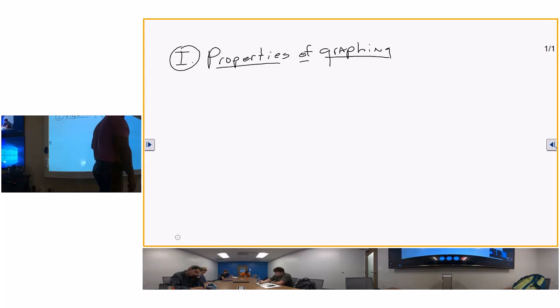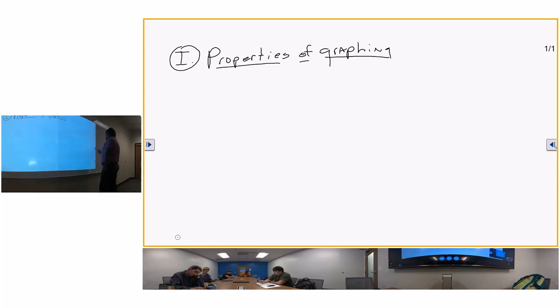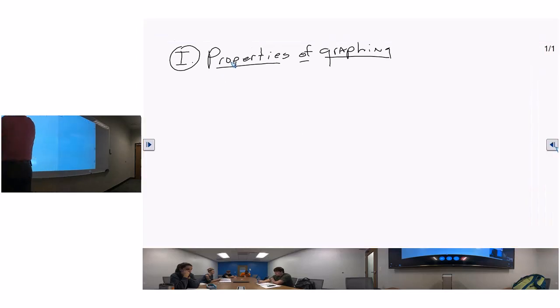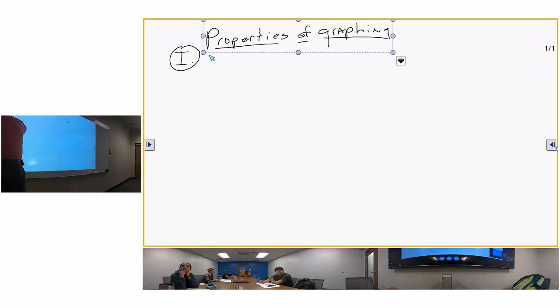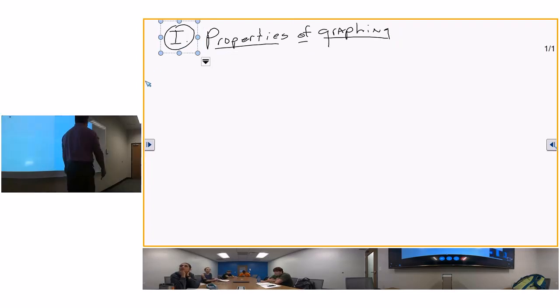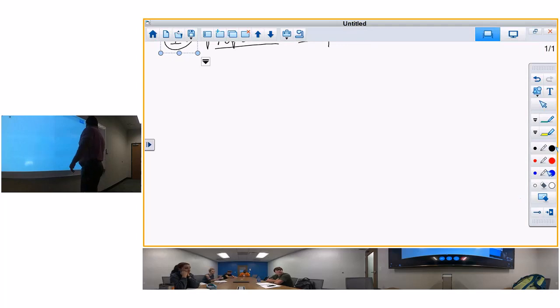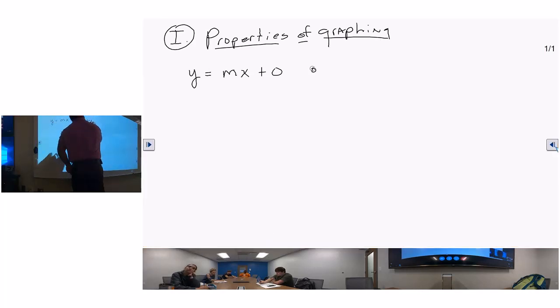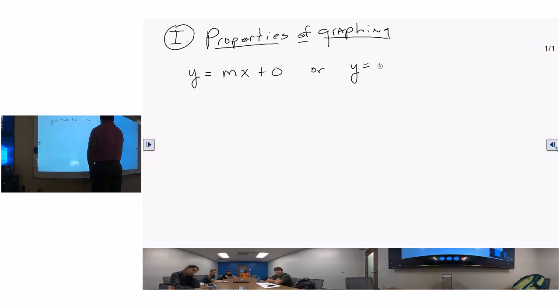Now, whenever we have 2 points on a line, 2 points on a graph, we can take those 2 points and connect them with a line. And you should be able to find the equation of a line. The equation of a line follows the following parameter: y is equal to mx plus b, y is equal to mx.